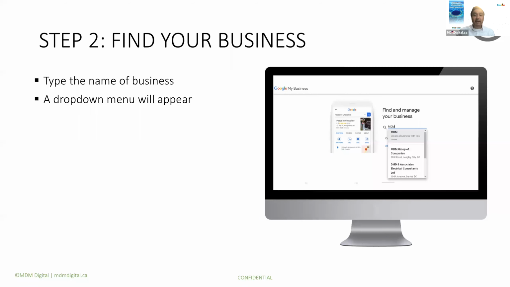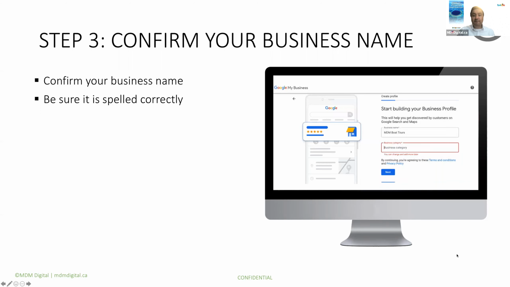From here, you will be able to either select your business if it's already part of the Google database. And if you don't see your business, you are able to create a new name. So in this case, like I said, this is a fictional company, so I know it wasn't on the list in the previous screen. So I was able to just create a new one. And you'll see here again, it's called MDM Boat Tours.